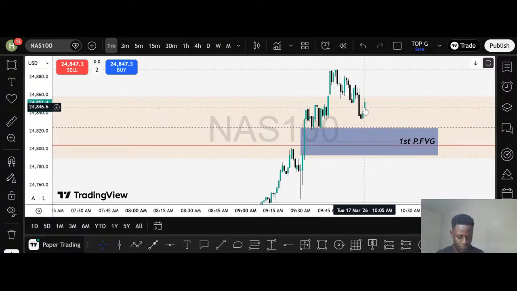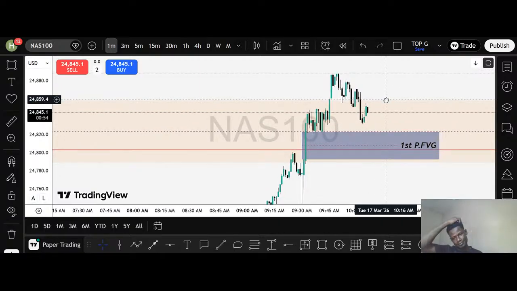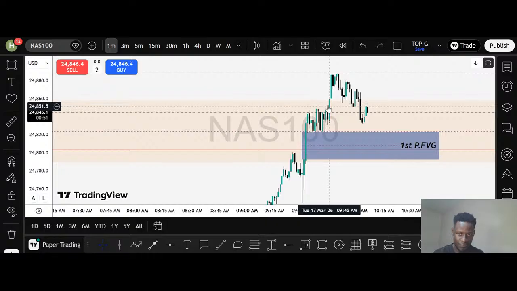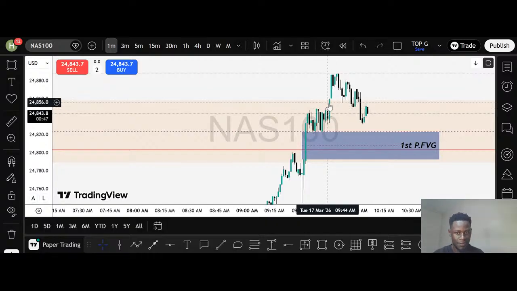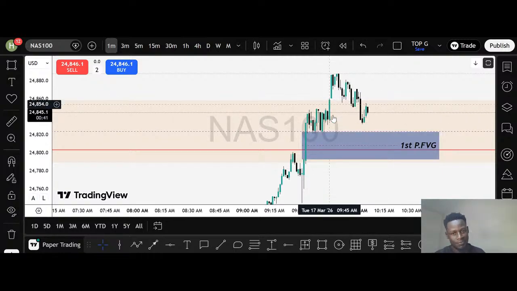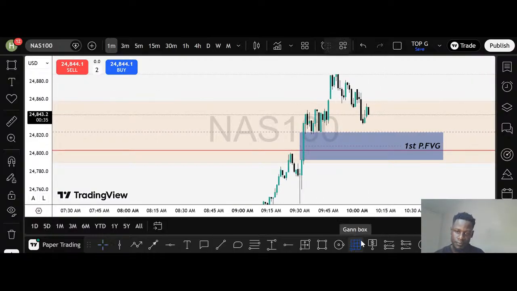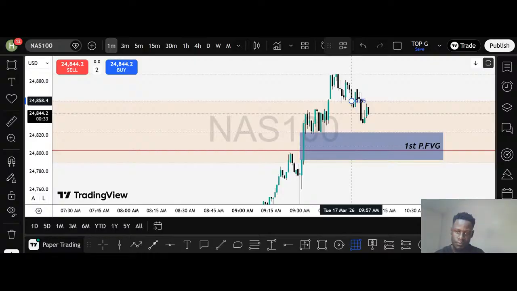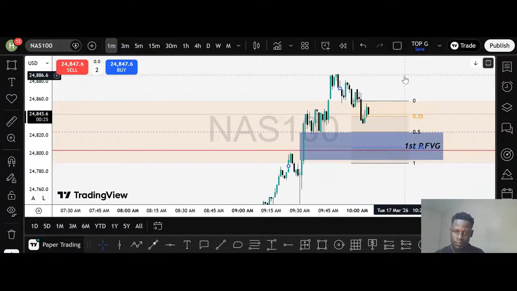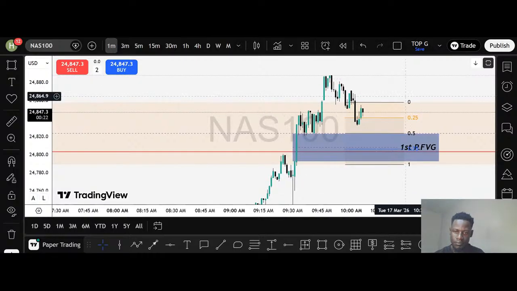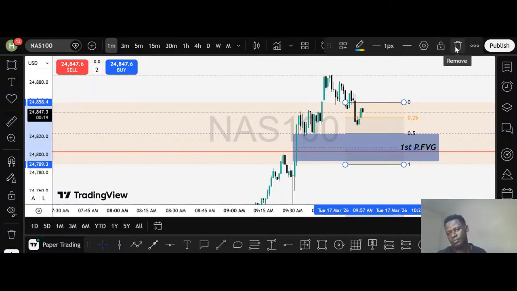So closing above the consequent encroachment, but still it's in alignment to this lower fair value gap. Now an IFVG, so we expect to see any movement back into this level. We need to see it hold. 0.5 to 55. Okay.